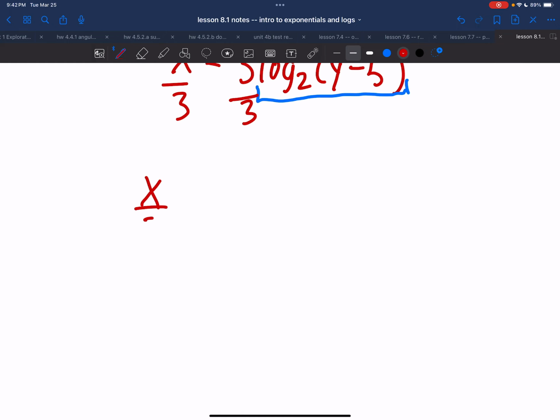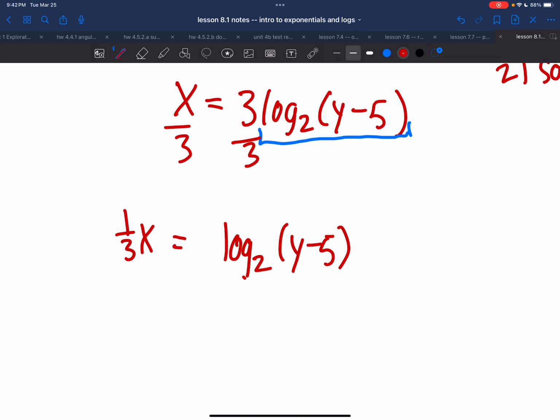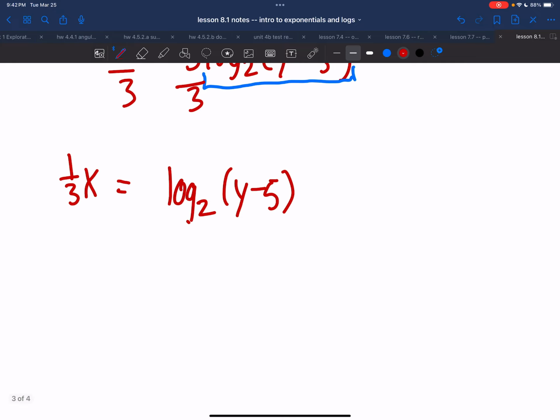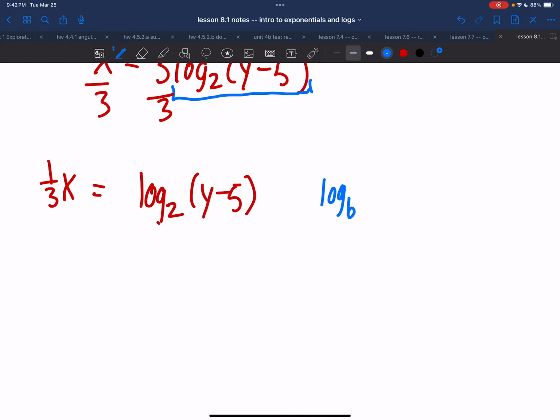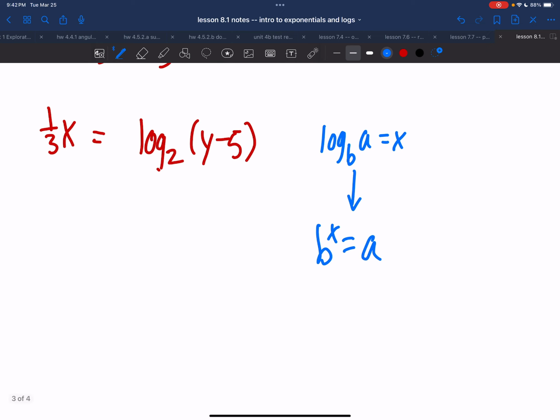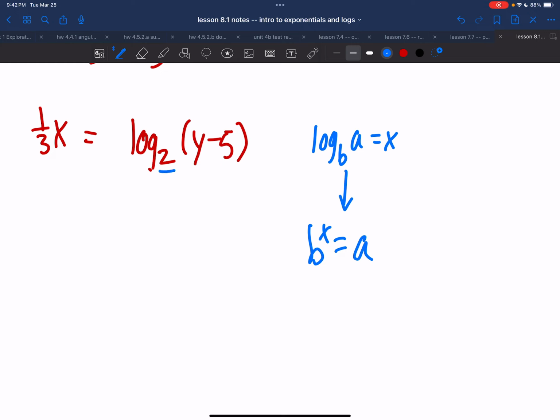So I get 1/3 x is log base 2 of y minus 5. Okay, great. So the logarithm is isolated, right? Here's the conversion again, just to keep showing it: log base b of a is x becomes b to the x equals a. So what's your base? The base of the logarithm is 2. The argument of the logarithm, a, is y minus 5. And the exponent is 1/3 x. So just replace all of that for the exponential form.